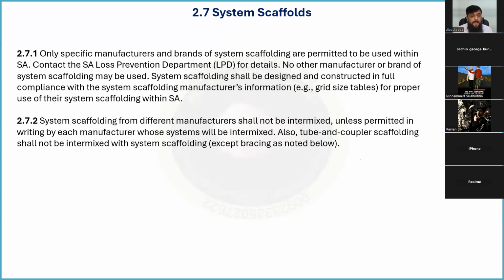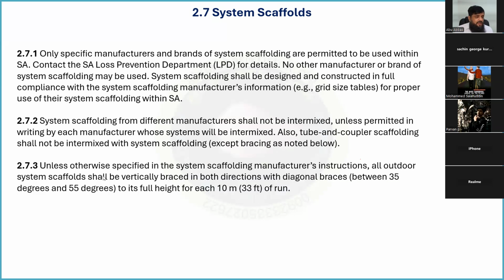In that case, both have to agree that our system can be used with that one and vice versa. Also, tube and coupler scaffolding shall not be intermixed with system scaffold except bracing and as noted below. Bracing they allow, ladder support also we use, drop bar also we use. Unless otherwise specified in the system scaffold manufacturer instructions, all outdoor system scaffold shall be vertically braced in both directions with diagonal bracing between 35-degree and 55-degree. Diagonal: this is 90-degree, and other than 90 is diagonal.